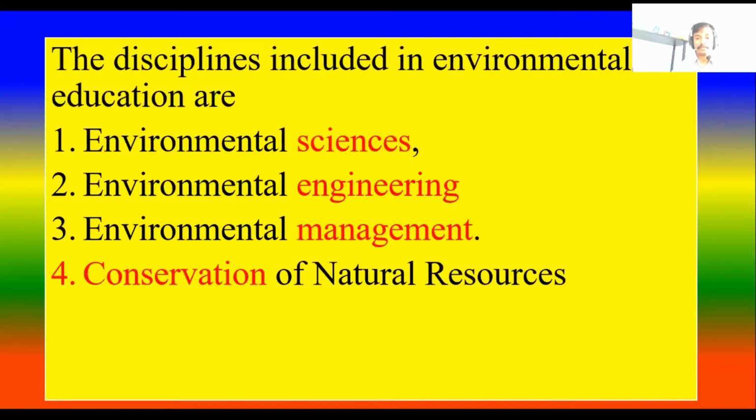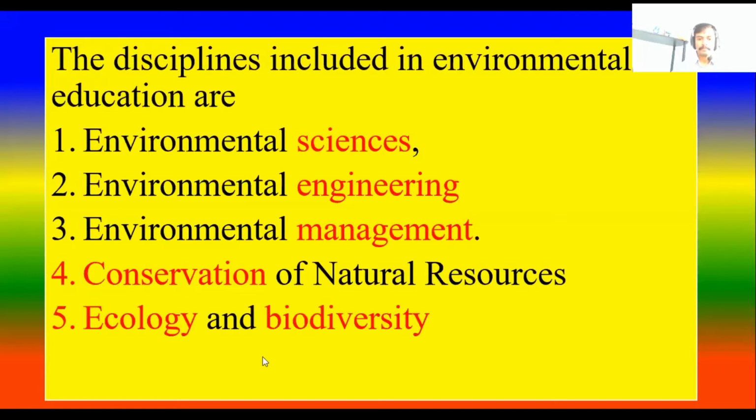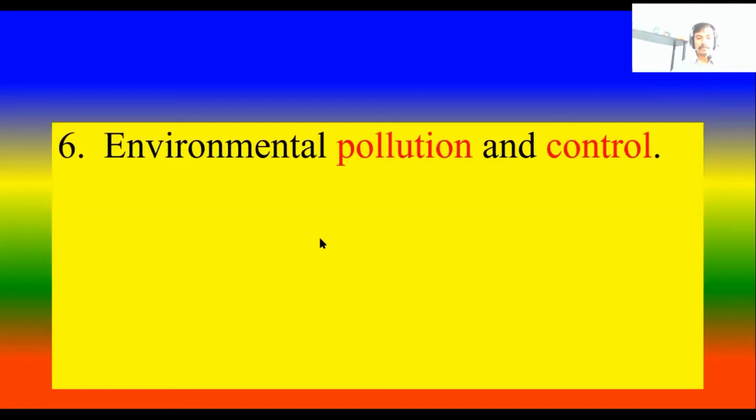Then conservation is a concept that tries to preserve and protect the natural resources. Then ecology, study of the relation between man and environment. Then biodiversity. Biological and living things, how they are diverse, including human beings and other beings in this environment. Then pollution control. The main objective is to control the pollution and try to develop the natural environment.